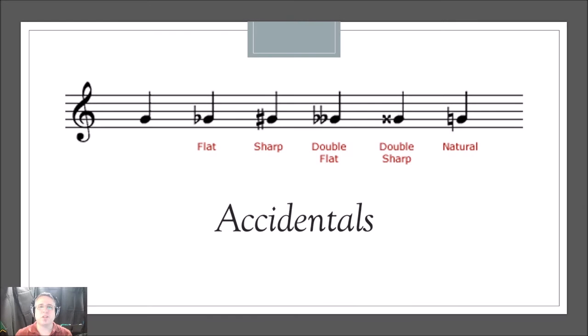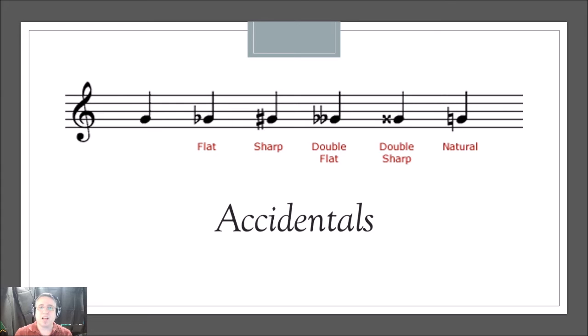In this video, we're going to talk about accidentals and enharmonic equivalent notes. Now, an accidental is a symbol that's placed on a note to alter it in some way temporarily. You have the examples in front of you.